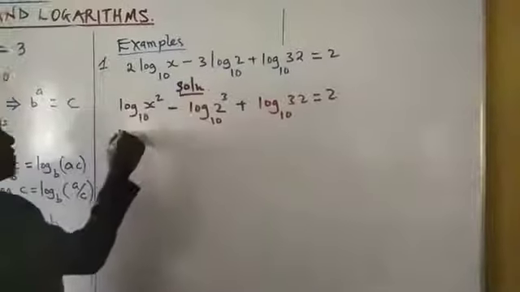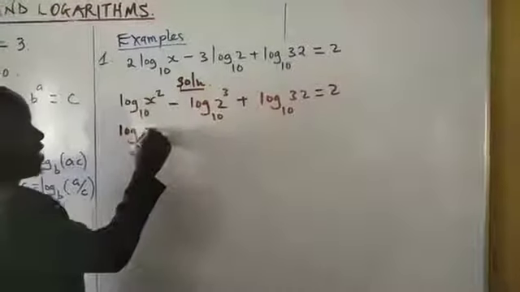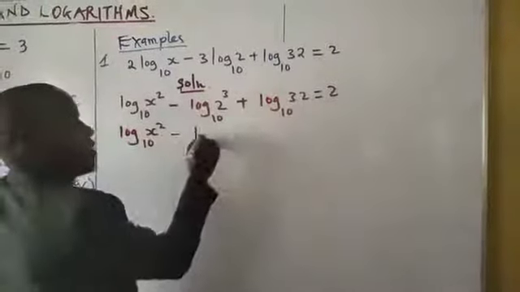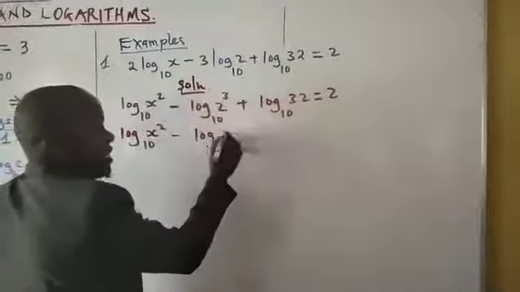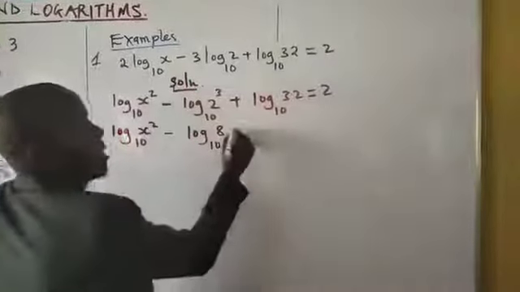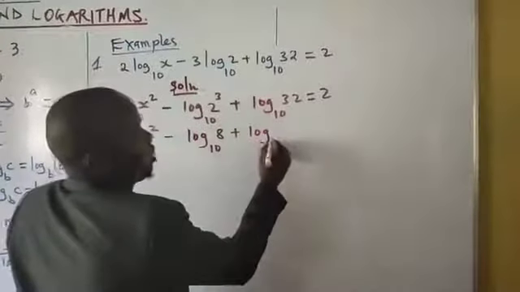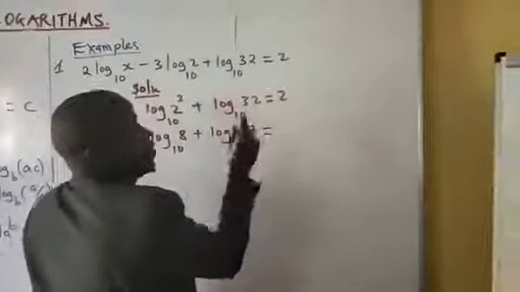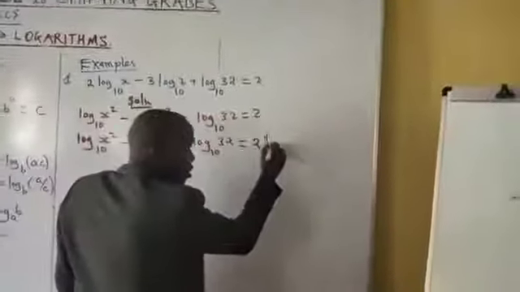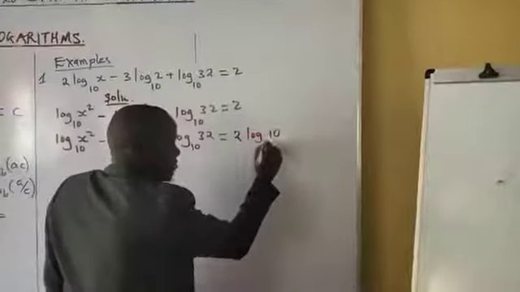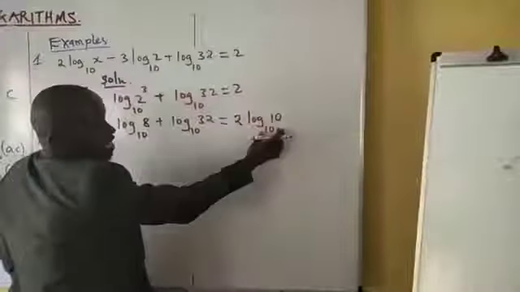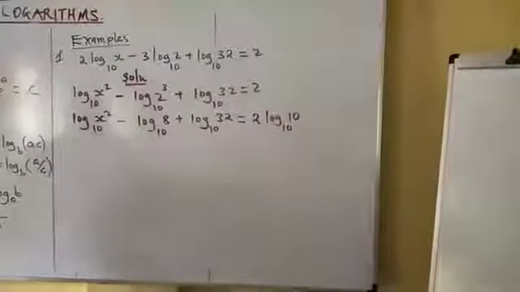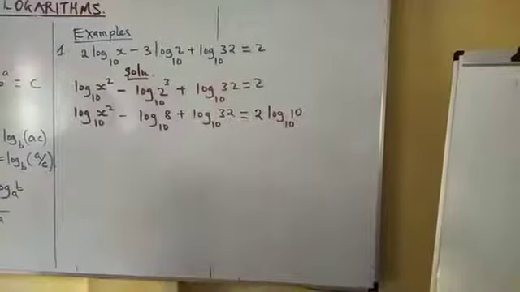Therefore, here we will have the log of x squared base 10 minus the log of 2 power 3, which is 8, to base 10, plus the log of 2 to base 10. We have said we introduce log of 10 to base 10, which is equivalent to 1. Therefore, the value of 2 is not affected by introducing log of 10 to base 10.